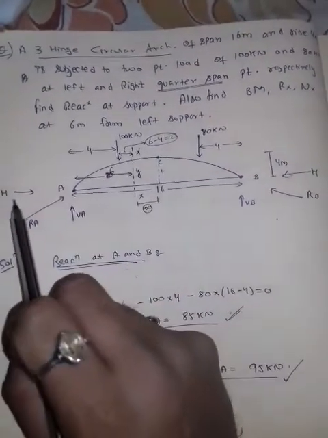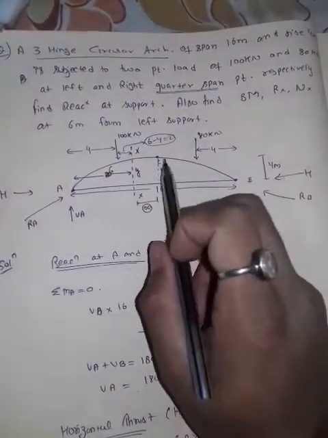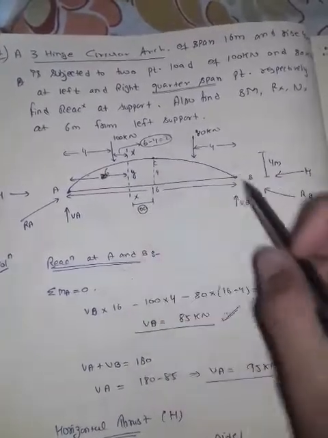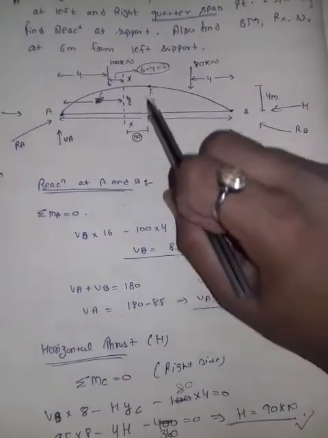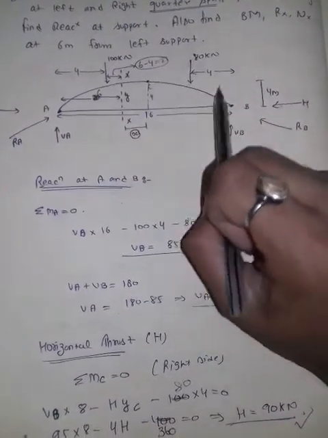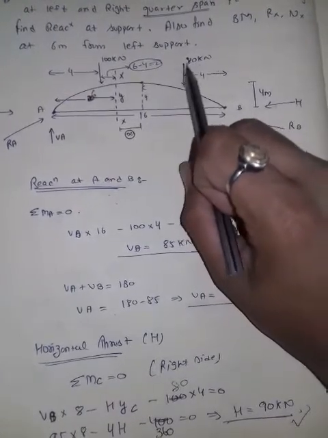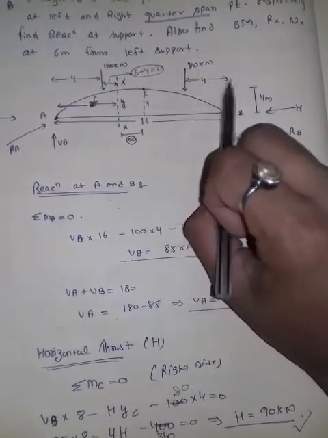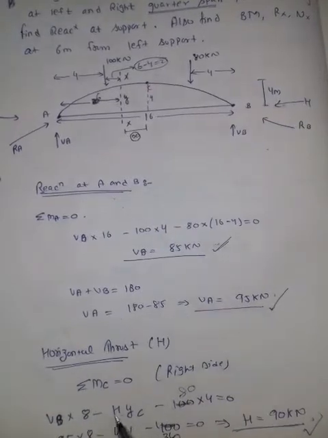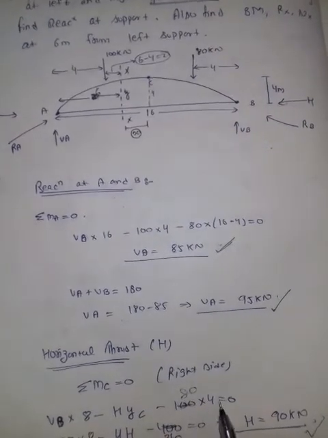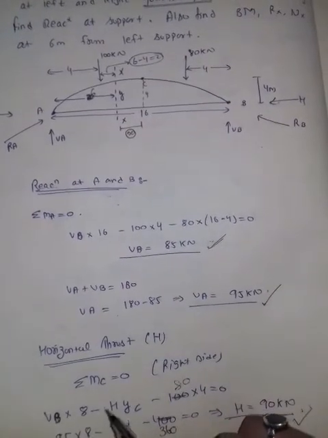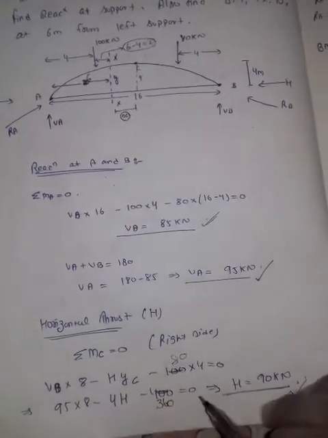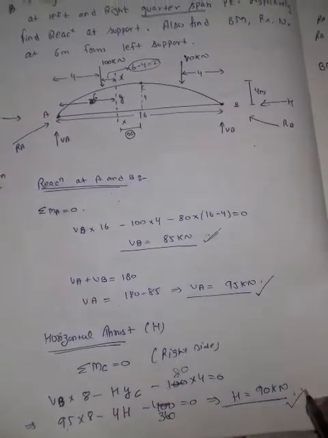For the calculation of the horizontal thrust, I am taking the moment at the crown equal to 0. I am considering the right hand side part; you can also take the left hand side part. So VB multiplied by 8 minus H into the central rise, that is 4 meter, minus the load 80 multiplied by the distance 4, that is VB multiplied by 8 minus H into YC minus 80 multiplied by 4 is equal to 0. We know the value of VB and YC is 4, so we calculate the horizontal thrust as 90 kilonewton.